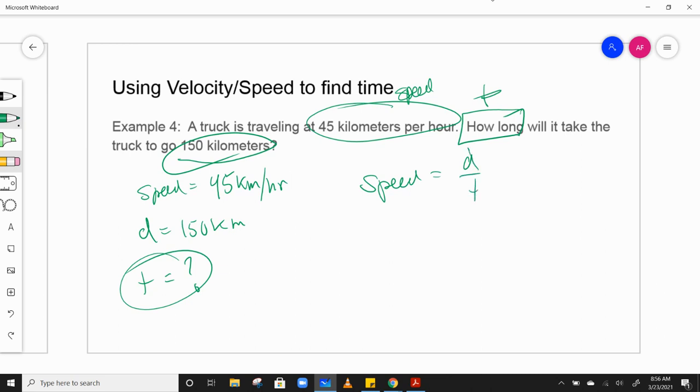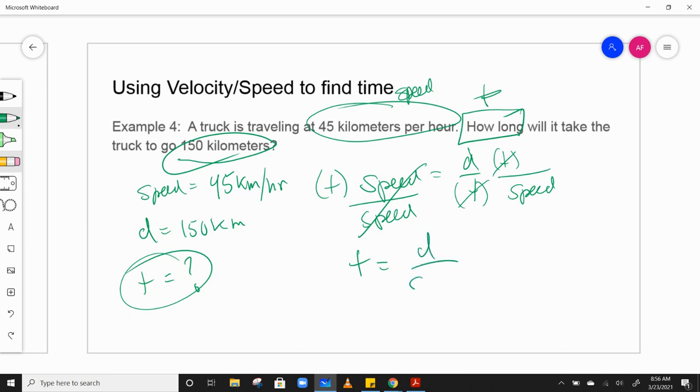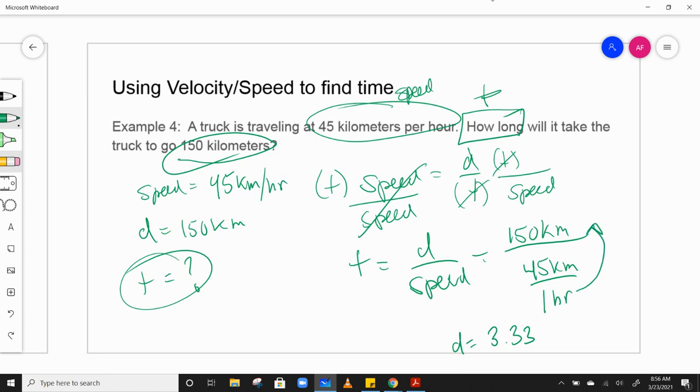This one's a little bit trickier. So I have to multiply by time first. That cancels, but I have to do it to the other side as well. And then divide by speed, on both sides. So essentially time equals distance over speed. The distance is 150 kilometers. The speed is 45 kilometers per hour. So 150 divided by 45, I get the time to be 3.33, and hours will go up to the top here, so 3.33 hours.